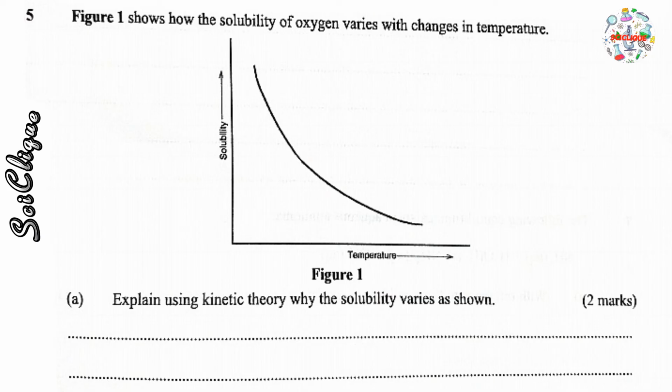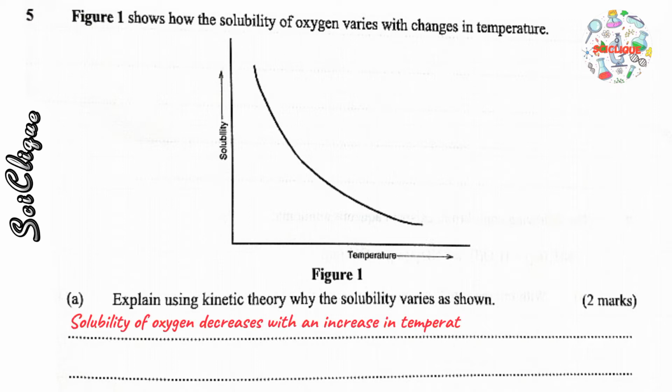Question 5. Figure 1 shows how the solubility of oxygen varies with changes in temperature. Part A. Explain using kinetic theory why the solubility varies as shown. Now, if you look at the graph, you'll find that an increase in temperature decreases the solubility of oxygen. So that is what we'll start with. Solubility of oxygen decreases as temperature increases.